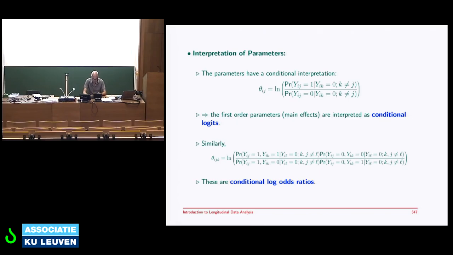The thing is that the theta ij's can be interpreted as logits. If I look at this thing that I'm circling now, that's a logit, but not an ordinary logit, one that conditions on all the other outcomes to be equal to 0. So we call that the conditional logit of success at time j or at variable j, given that all the other variables for that subject are equal to 0.